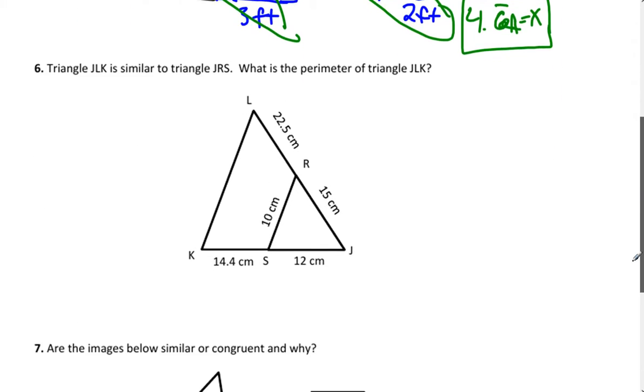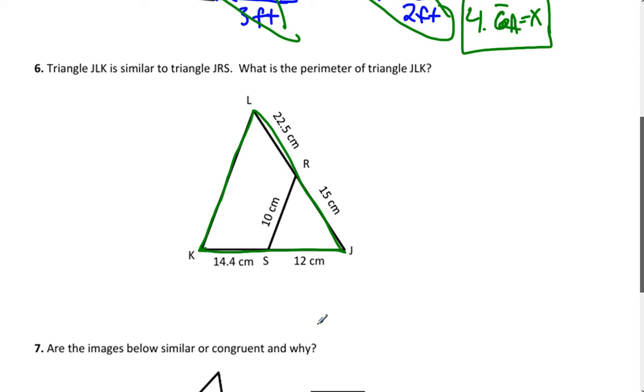Triangle JKL is similar to triangle JRS. What is the perimeter of triangle JKL? So I'm trying to find the perimeter of this triangle right here. I was hoping this was going to be the first of these module tests that didn't have a typo on it, but I remember, because I just did this test with one of my classes not long ago, that there is a typo here. The fix for the typo was to change this one to 18, but if you did the problem ahead of me, you wouldn't have known that.